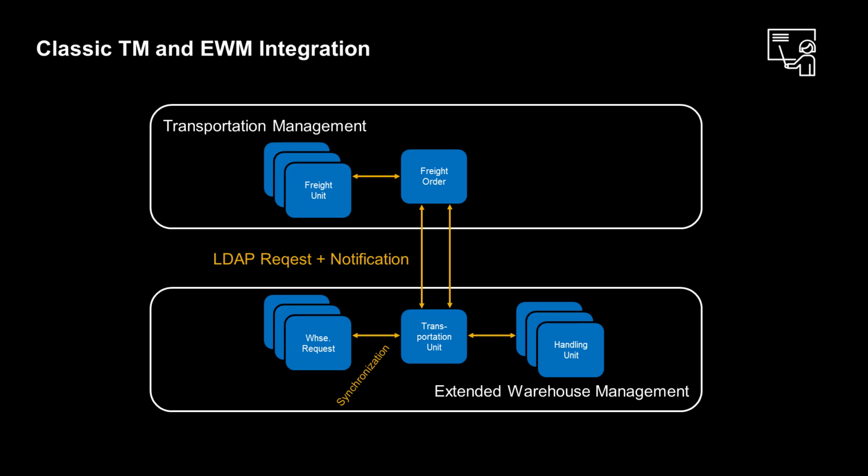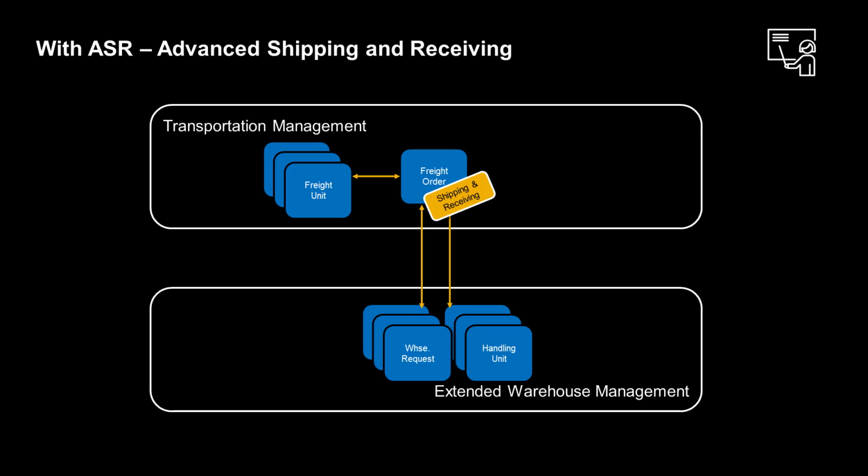Let's see how ASR differs from the classic TM and EWM integration. Without ASR, EWM and TM are working with two different data objects, the transportation unit and freight order, respectively. Therefore, the two data objects need to be connected and kept in sync in case of changes. With ASR, EWM and TM share the same data object, the freight order, representing a much tighter and more robust integration where changes are shared instantly.